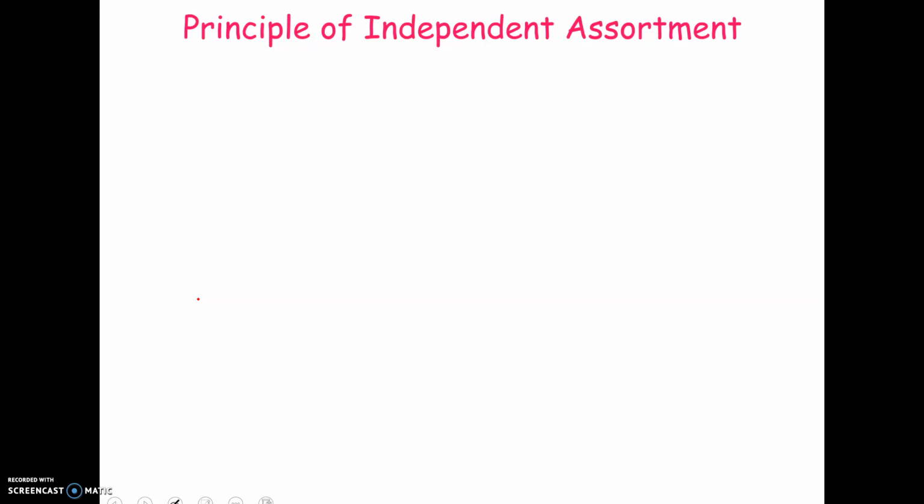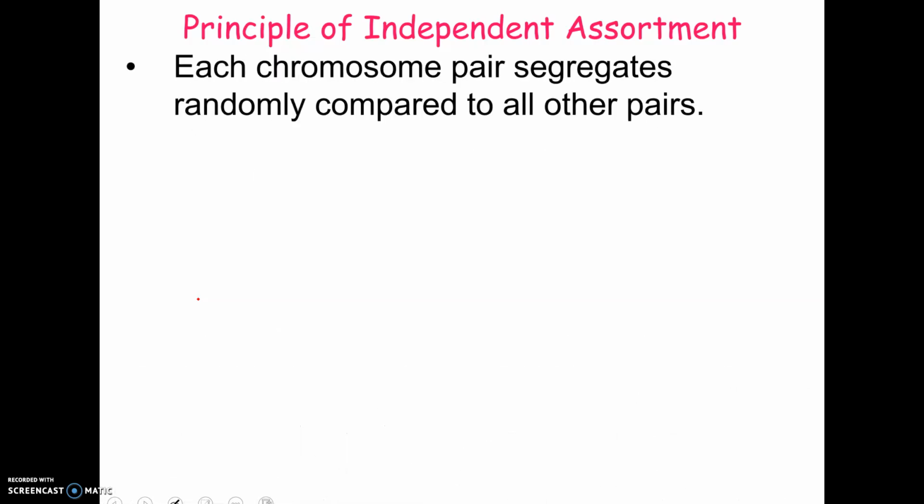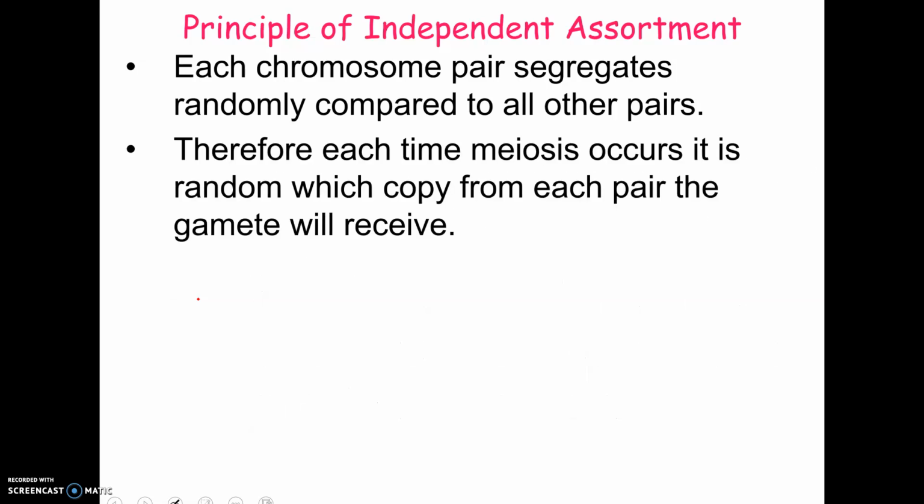The third principle is the principle of independent assortment. Independent assortment says, and this builds on the segregation principle, that every pair segregates randomly compared to every other pair. In other words, every time meiosis happens, it's random which copy the gamete receives.